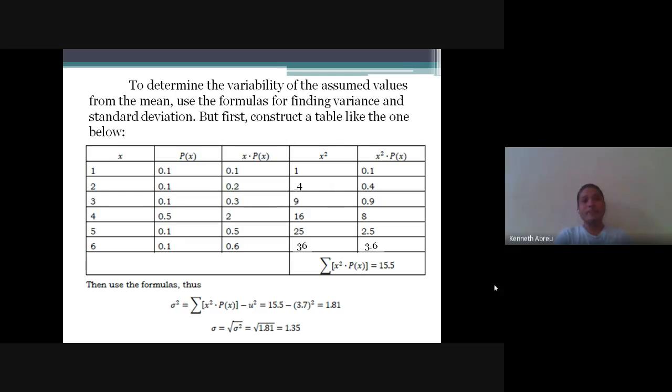And lastly, para makuha naman natin yung kanyang standard deviation, i-square root lamang natin kung anong nakuha natin kay variance, which is 1.81. Magiging square root of 1.81 is equal to 1.35. So 1.35 would be your standard deviation. If you notice, kapag doon sa ating standard deviation, ang gagawin lang natin is to round off yung ating answers to two decimal places.